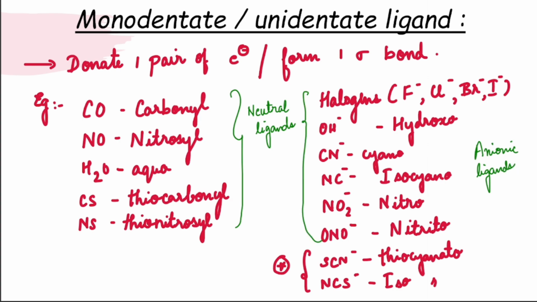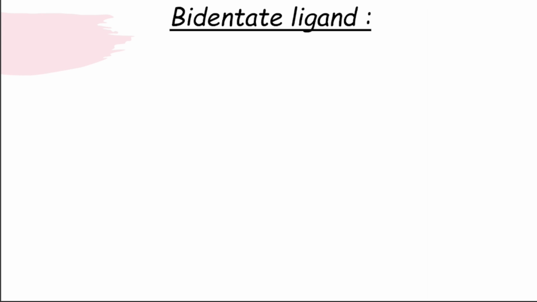All these ligands are called monodentate ligands because they donate one pair of electrons or form one sigma bond. So these ligands have a denticity value of 1. Remember this, it is important, because the denticity value will be 1 for a monodentate ligand. Now let's proceed to the bidentate ligand.